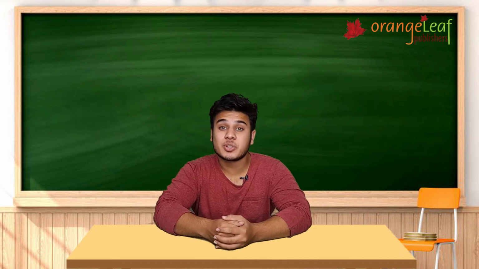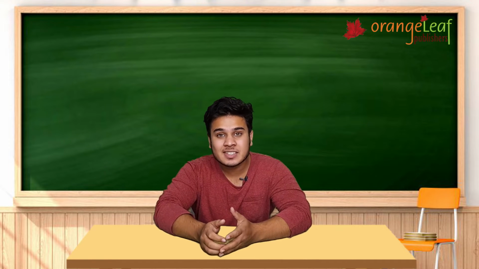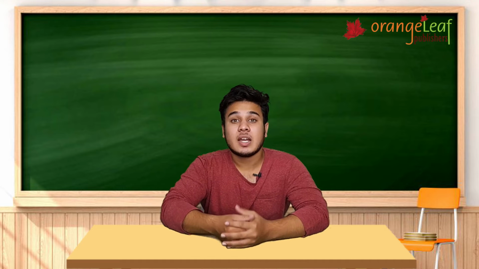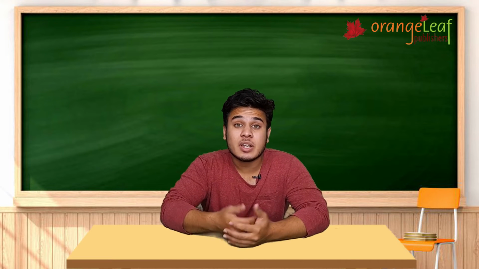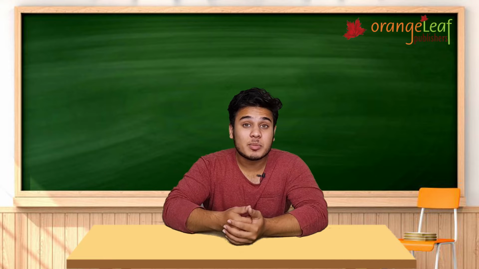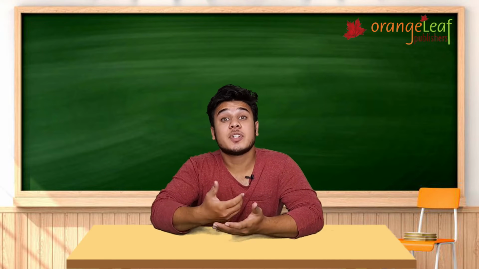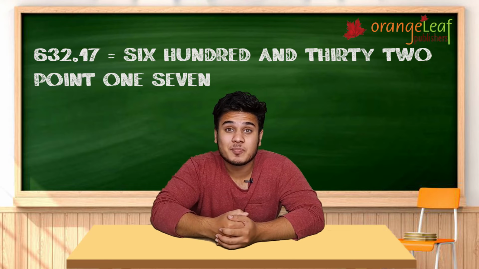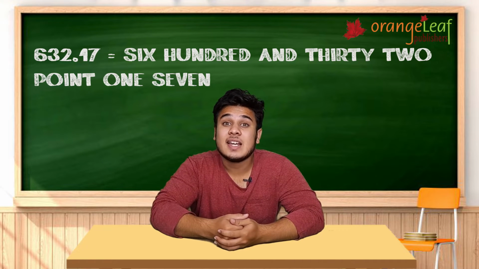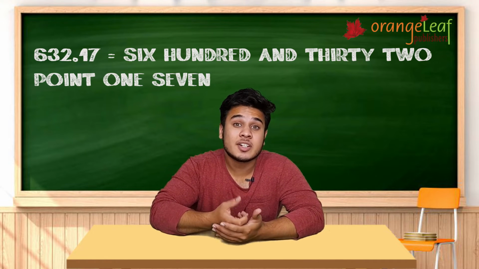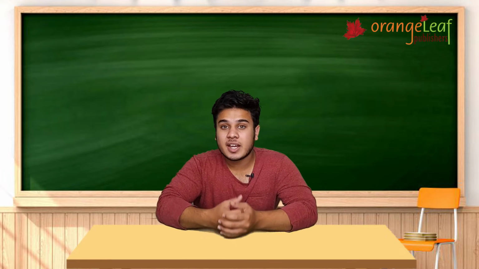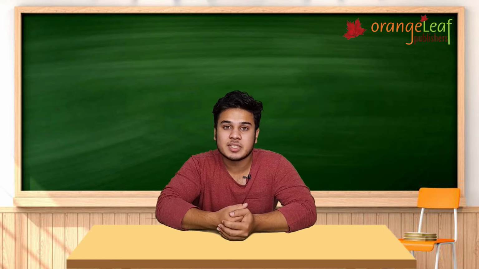Now, I hope you understood that. So here is an exercise to test that out. I'll help you with the first question. Now, in the first question, we need to write these numbers as words. The first question is 632.17, which in words is six hundred thirty-two point one seven.